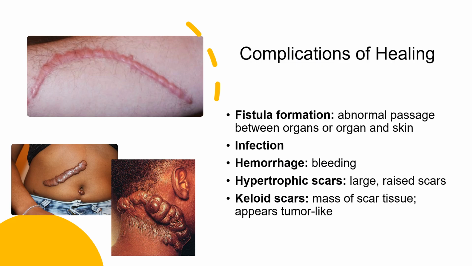All right. Continuing on with complications, there can be fistula formations. That's when there is a little pathway, a little tube that forms between two organs or between an organ and the skin. Again, we'll learn about that later. Infection, bleeding, hypertrophic scars like this. These are large raised scars, not to be confused with keloid scars that are also raised, but these kind of bulk up, tumor-like.